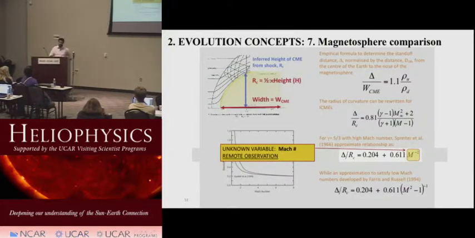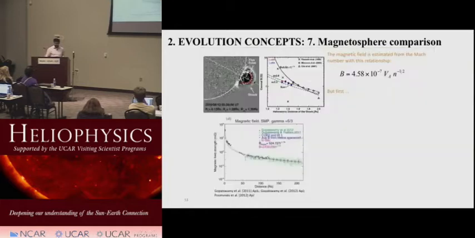And if you don't know the Mach number, but you know everything else, then you can actually use the Mach number to make further assumptions. And that Mach number can be used in a scenario like this, and what I was showing in the first talk, which is you can use that Mach number with the geometry and the shock standoff distance, and you can make assumptions of the magnetic field strength upstream of the shock.